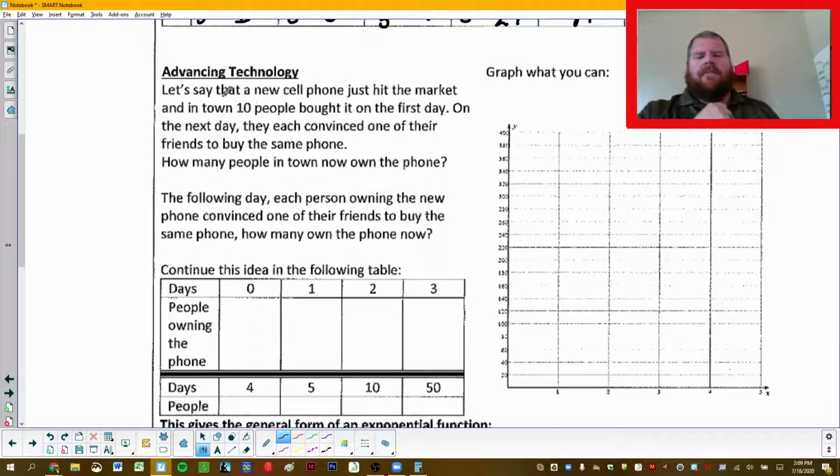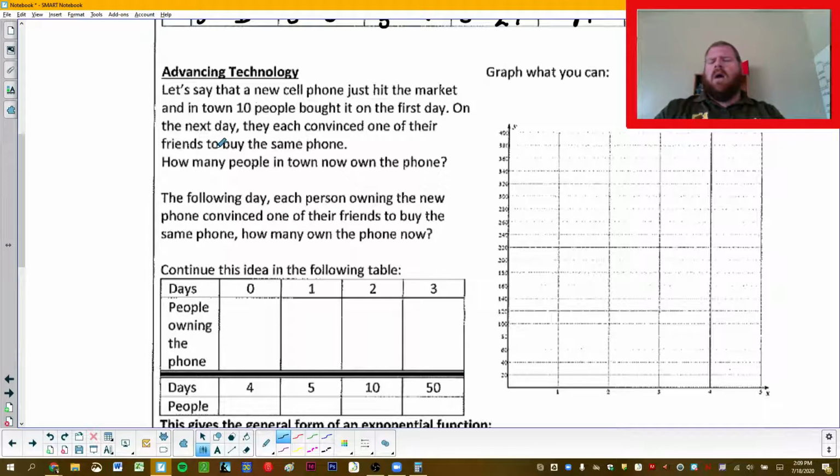So if each one of these friends said, hey, Bob, why don't you buy this new phone? It's really good. And Bob went out and bought the new phone. And that happened for every one of those 10 people that own the phone. So how many people in town now own it? That one's not too difficult. Those 10 people each told one of their friends to buy it, and that friend bought it. So now there's 20 people that own the phone.